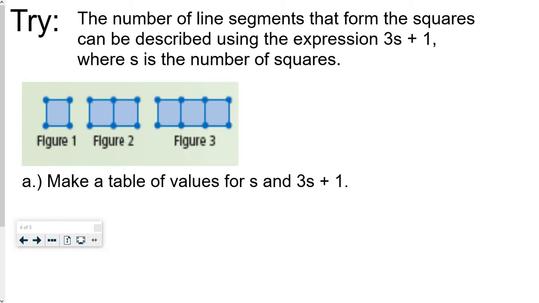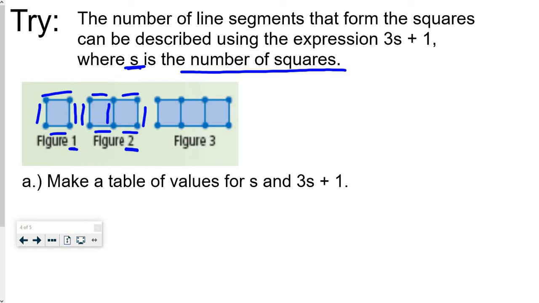So the next part, or the final example: the number of line segments that form the squares can be described using the expression 3s plus 1, where s is the number of squares. So for every square, there's one square. There's the line segments, 1, 2, 3 plus 1. So there's 2 squares, 1, 2, 3, 1, 2, 3 plus 1.